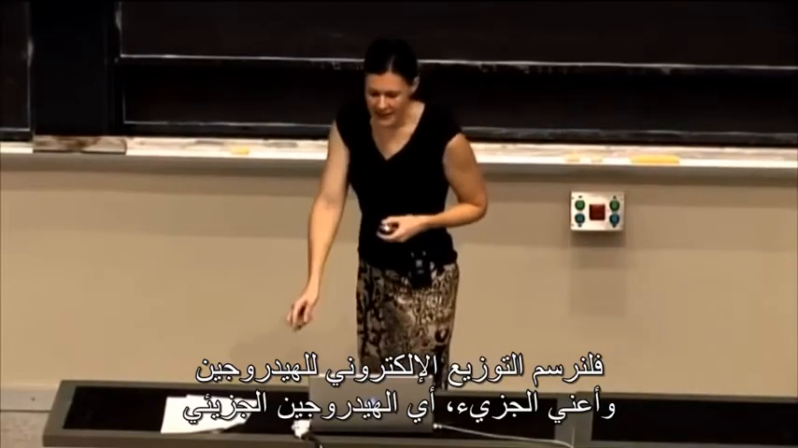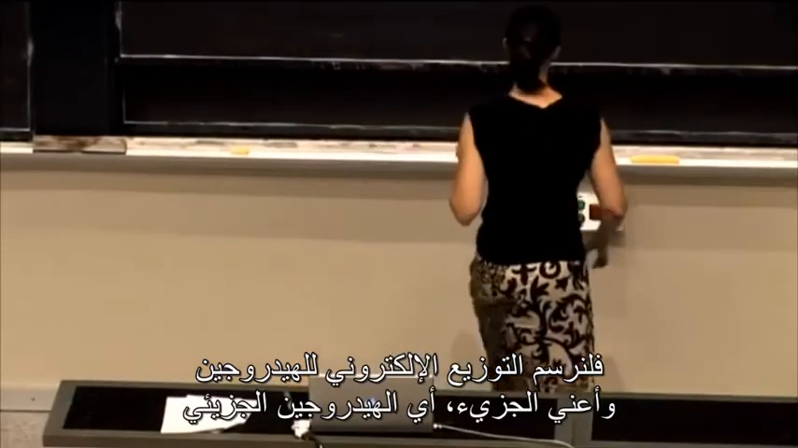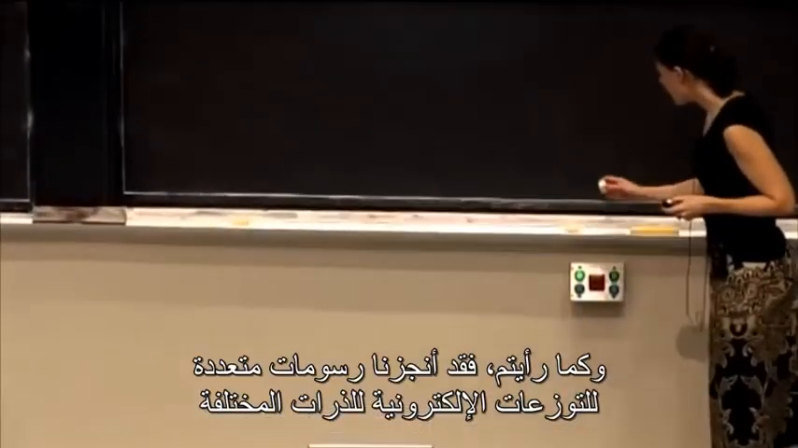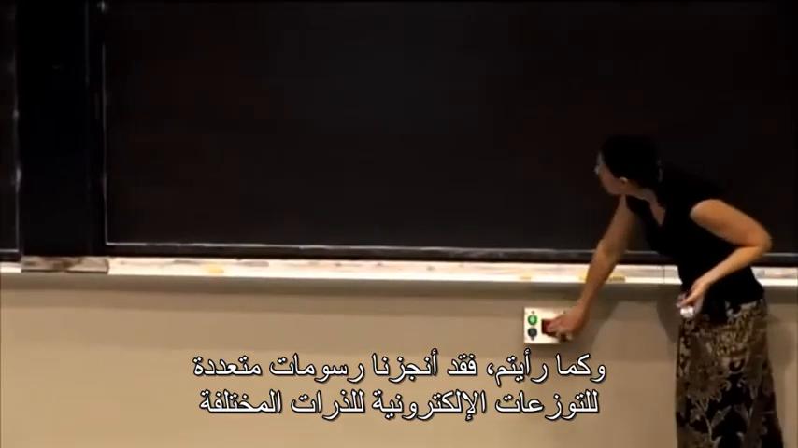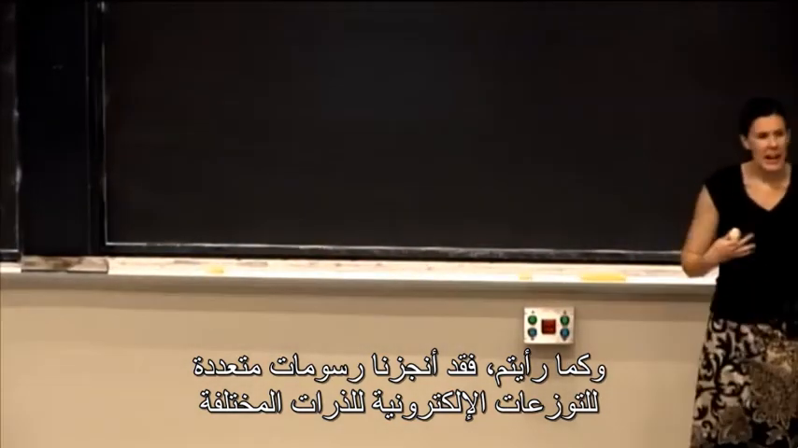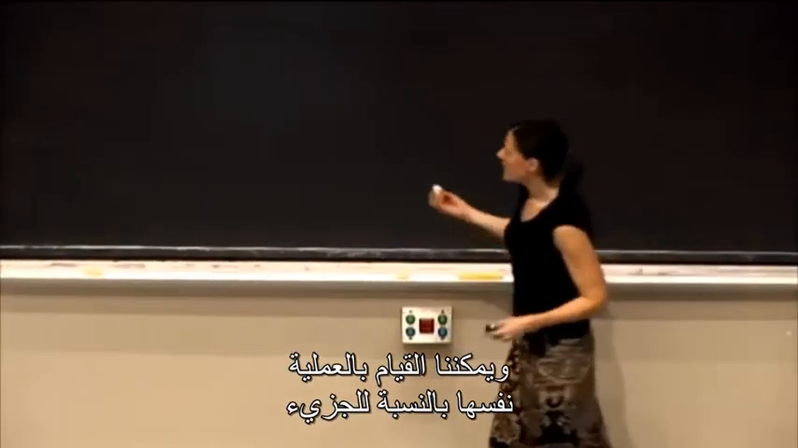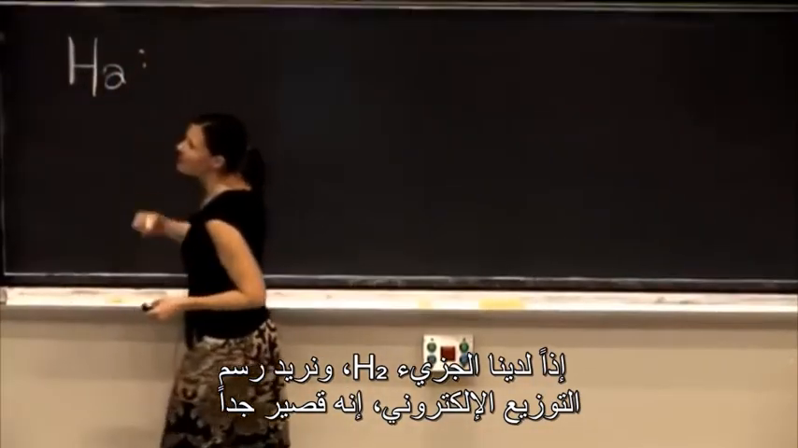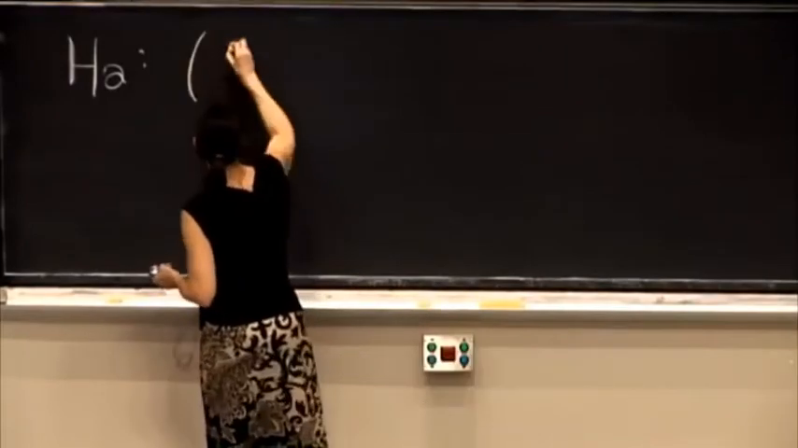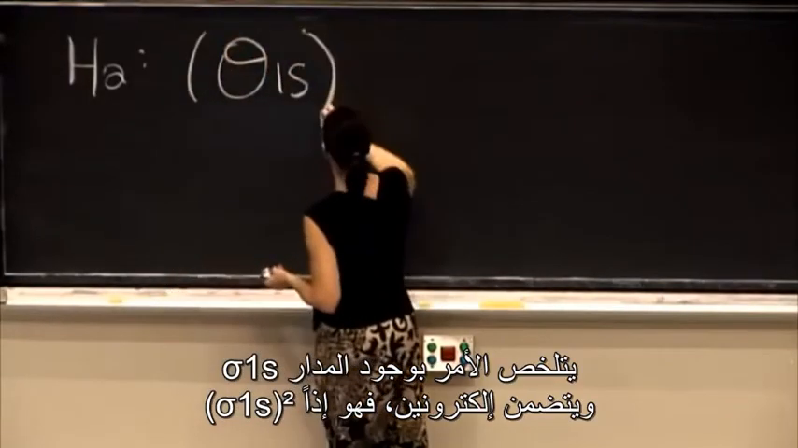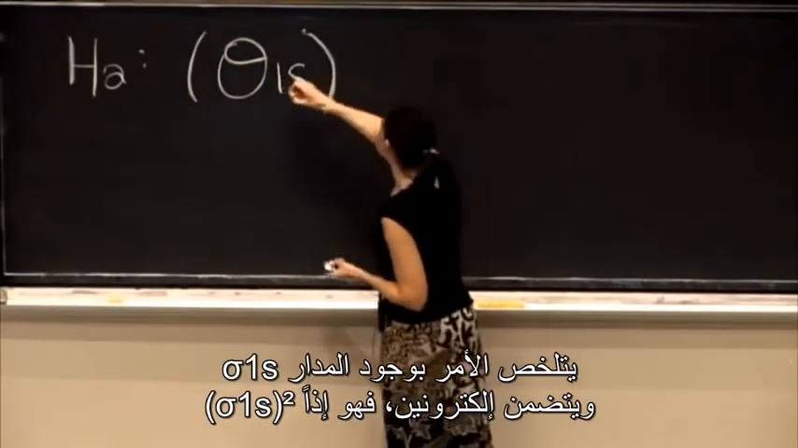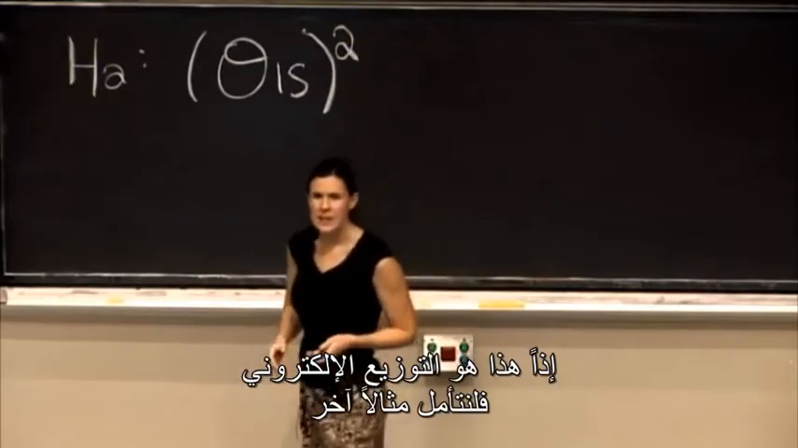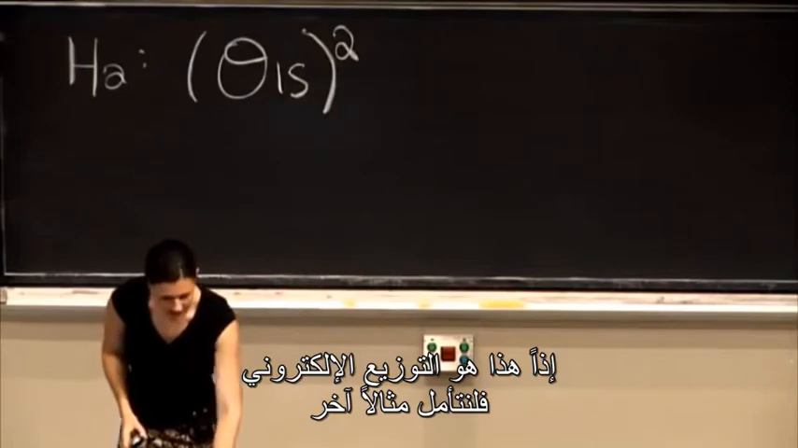So let's draw the electron configuration of hydrogen, the molecule, molecular hydrogen. What we've done a lot of is drawing the electron configurations for different atoms. We can do the same thing for molecules. So if we take H2 and we want to draw the electron configuration, it's very short. All it is is sigma 1s, and then we have 2 electrons in it, so it's sigma 1s squared. So this is our electron configuration. Let's take a look at another example.